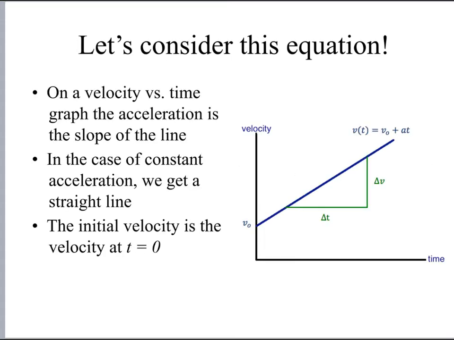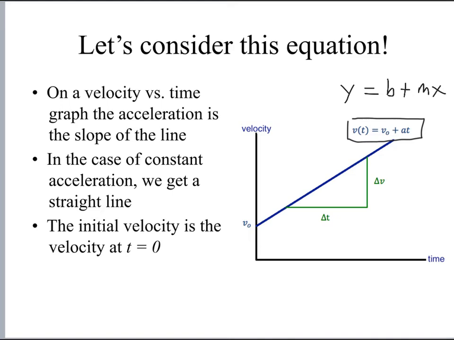Now let's look at a graph of this equation. Here's our equation that we're graphing up here in the corner of the graph. This is our velocity as a function of time, and we're plotting velocity on the y-axis and time on the x-axis. If I look at this equation, v equals v naught plus at, that looks very similar to y equals b plus mx, and that is, of course, the equation for a straight line. So we see that when we graph this, we do, in fact, get a straight line.